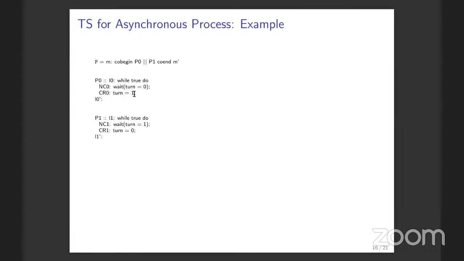But the important thing is you will have to ensure that one process waits on turn is equal to 0, and the other process waits on turn is equal to 1. And then you ensure that each process flips the value of the turn variable just before it leaves the critical section. So that is the idea here.